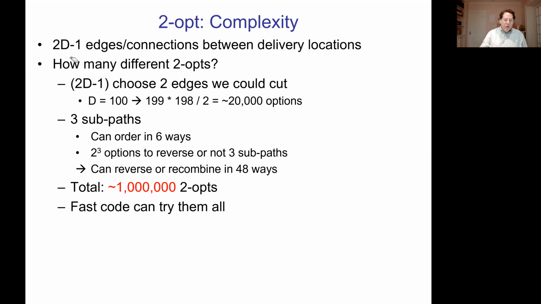Okay, so 2D minus 1, choose 2 is basically just 2D minus 1 times 2D minus 2, divided by 2. So let's put some numbers in. Let's say we got 100 deliveries to make. Then we'd have about 20,000 options. Okay, 199 times 198 divided by 2. So it's almost D squared, right? This is approximately D squared. That's how many ways we can cut up this long path into 3 subpieces.